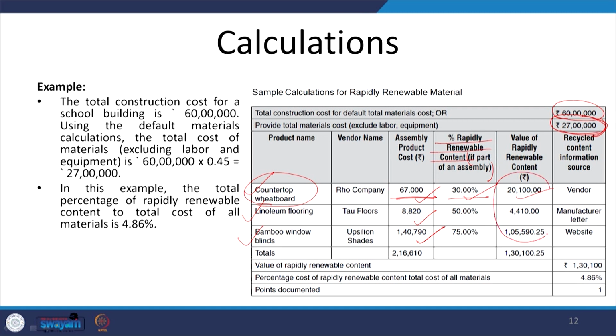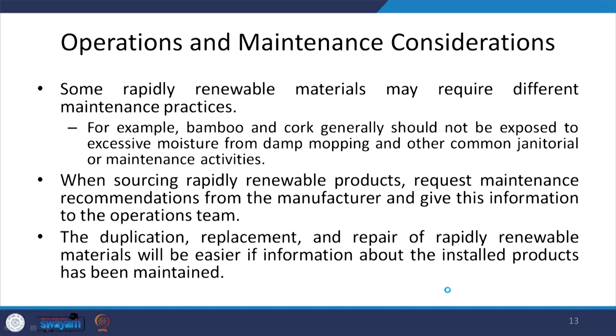So, we will calculate the total value of rapidly renewable material, and what percentage this total value is of the total material cost will be calculated here. So, we have to achieve a minimum of 2.5% of this total material cost as the value of rapidly renewable content, and here we see that it is 4.86%. Thereby, we are able to comply with this criterion of using rapidly renewable material.